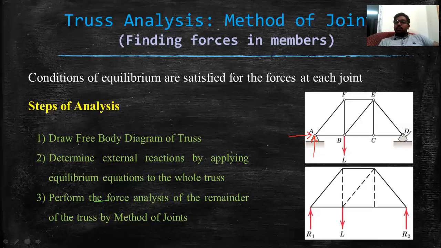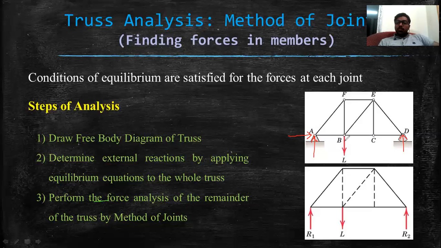And as this is a rocker joint, it is allowing movement in the horizontal direction. So there will be only a vertical reaction, because it is creating restraint against the vertical movement only. But as we can see, in this particular structure our loads are only vertical. There is only one vertical load, so there is no horizontal load.